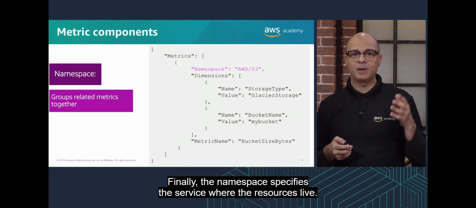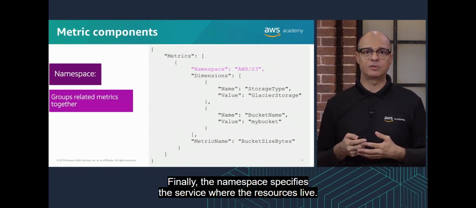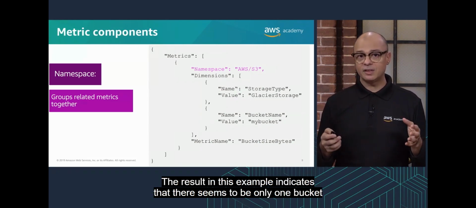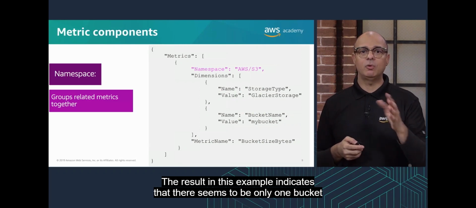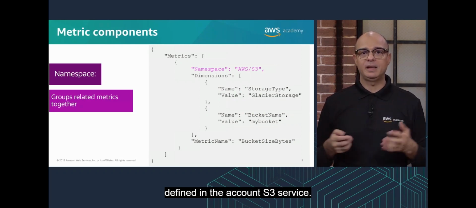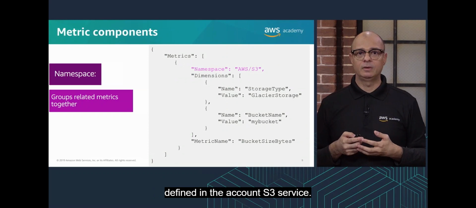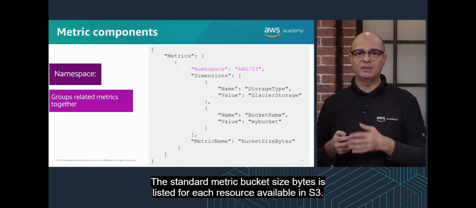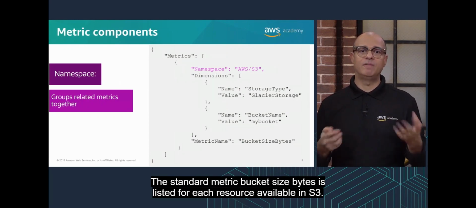Finally, the namespace specifies the service where the resources live. The result in this example indicates that there seems to be only one bucket defined in the account's S3 service. The standard metric bucket size bytes is listed for each resource available in S3.